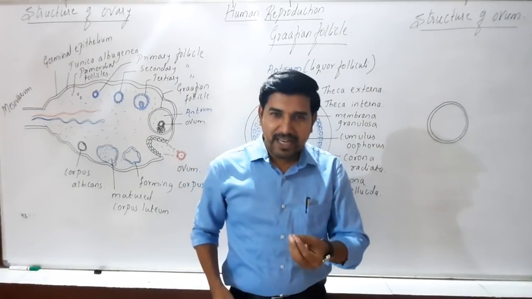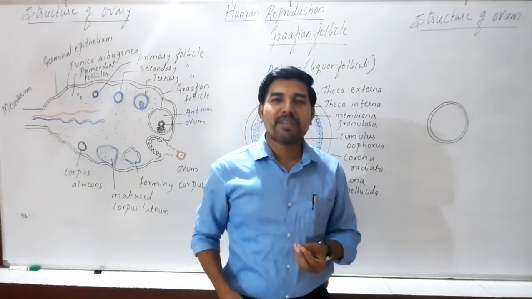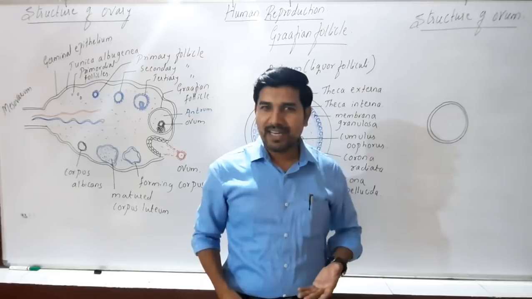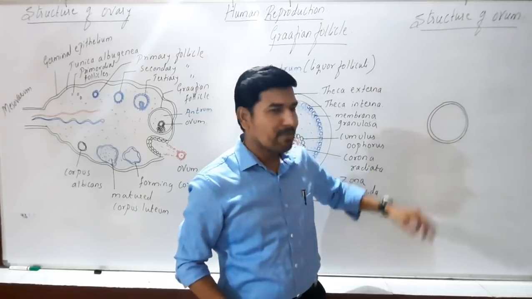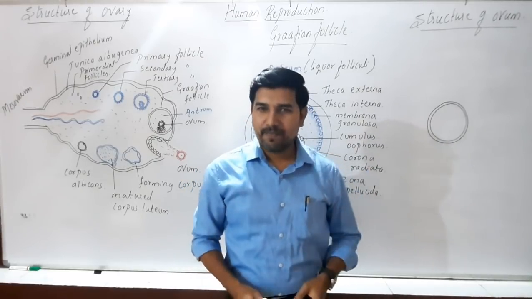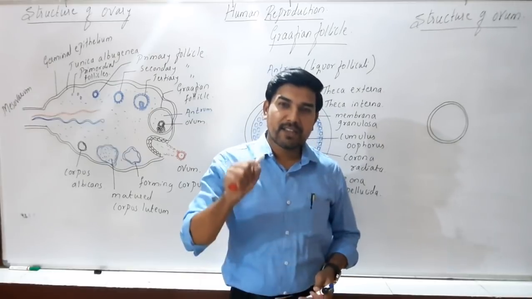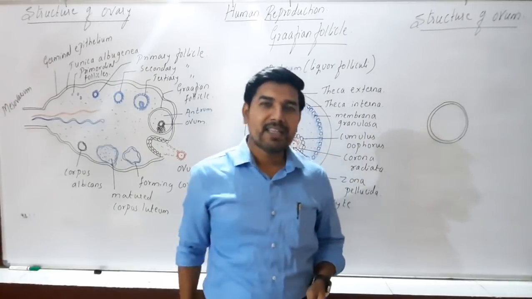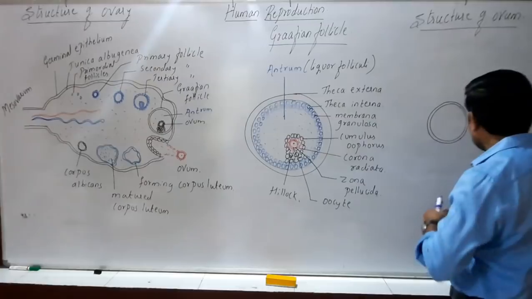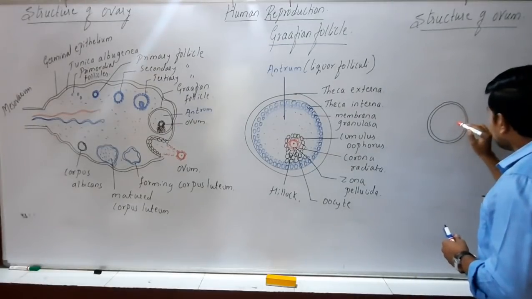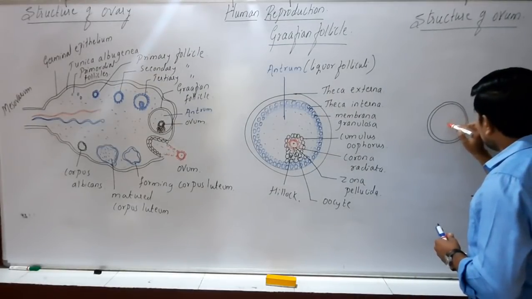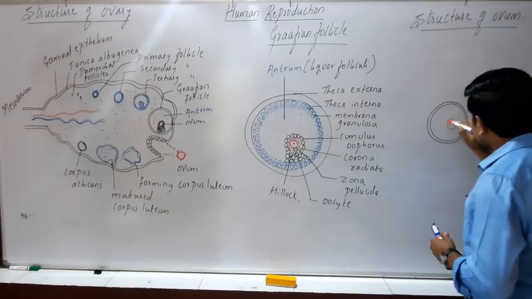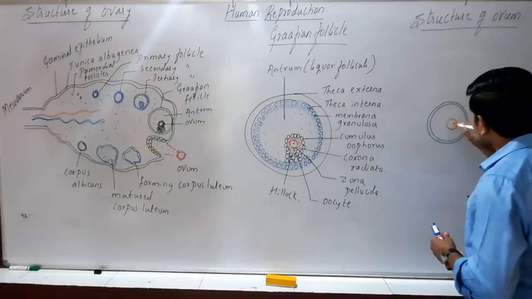The ovum can be seen with the naked eye, but the sperm is microscopic and cannot be seen with the naked eye. So the ovum measures around 1 millimeter in length, and it is 30 times bigger than the human sperm. Now this is the ovum, and inside the ovum, here we have the nucleus consisting of a nucleolus.